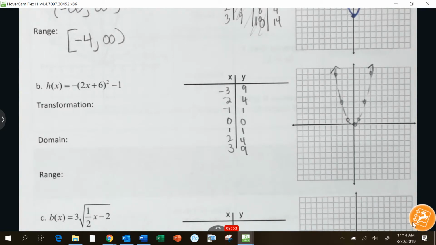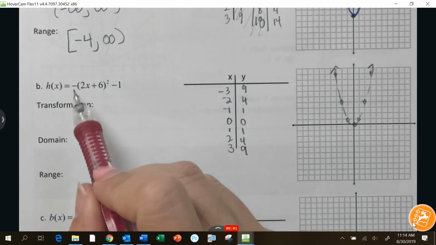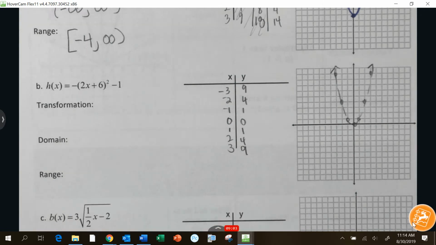Now we need to list the transformations. So I like to do left to right. Doesn't really matter the order you list them in, but I'm going to do left to right. The first thing that I come to is a negative sign. Is that on the inside or the outside of the squared? Outside, so that's vertical. Negative means a reflection.